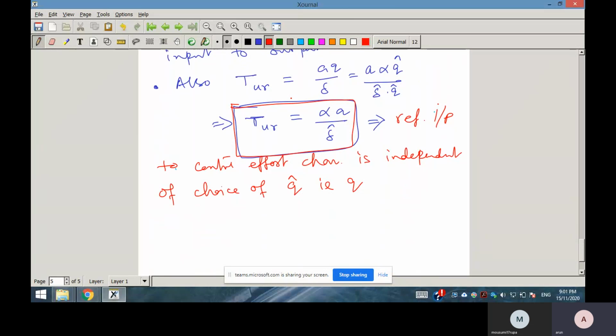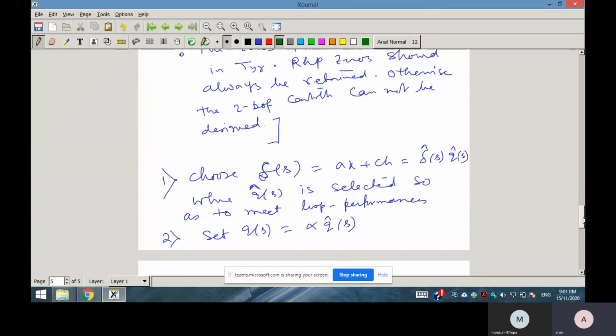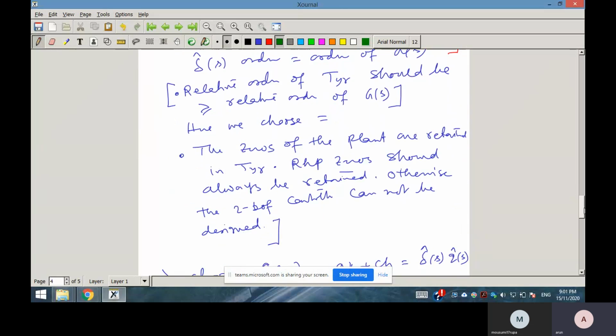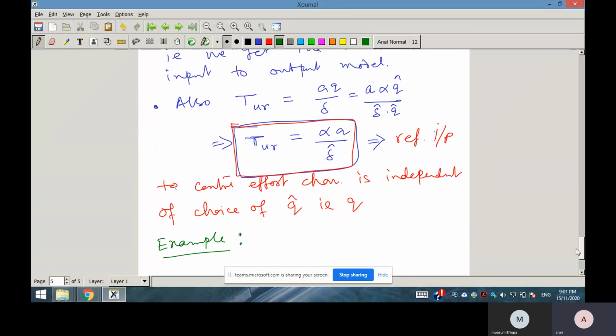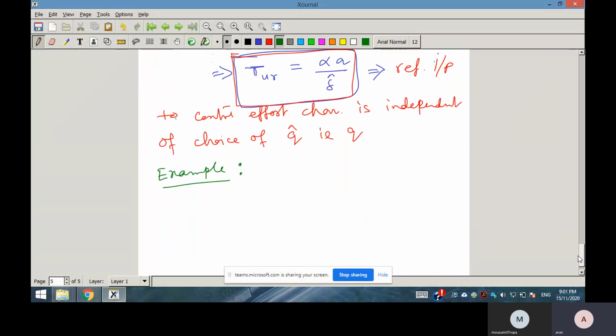So one example we will consider to illustrate this. But remember that this kind of unchanged reference input to output behavior and reference input to control effort behavior you will not get in the case of 1 degree of freedom control, as we will see. So suppose G(S) is equal to 3 by S squared minus S.